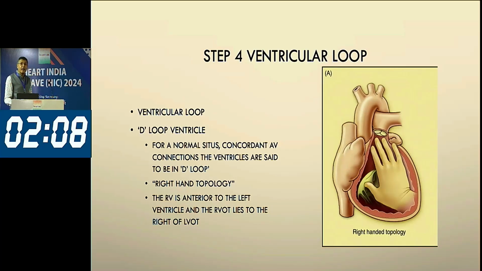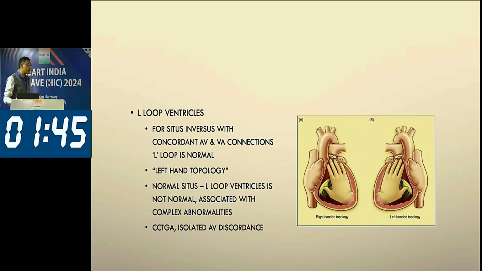Step 4 will be identification of the ventricular loop, whether it is a D loop ventricle or an L loop ventricle. D loop ventricle is a normal position where if you put your hand in the tricuspid annulus, then the fingers will point towards the pulmonary annulus. So that's what is called the D loop, and the reverse is called the L loop. D loop is more for normal hearts, whereas L loop is for CTGS or AV discordant connections.